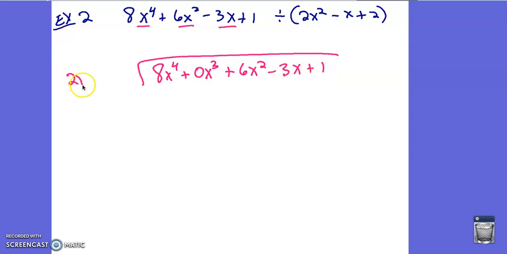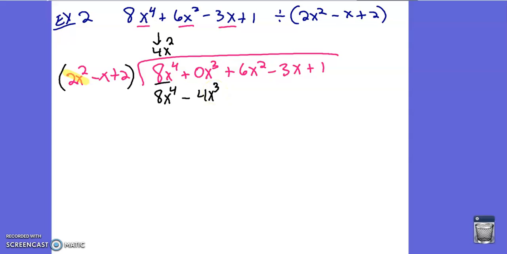All right, so here we have the problem, and you're going to go through this process again. You look at the first term and ask yourself, what do I need up here to multiply by 2x squared that gives me 8x to the 4? Well, that's going to be 4x squared. Once you find that, you distribute it over the entire trinomial. So 4x squared times 2x squared is 8x to the 4th. These should always match. Then use the distributive property again. So 4x squared times negative x is negative 4x cubed.